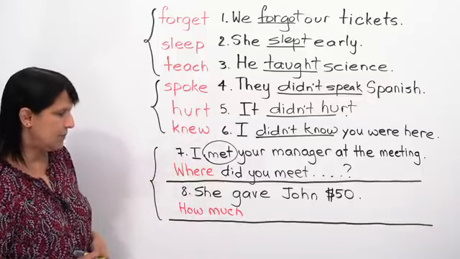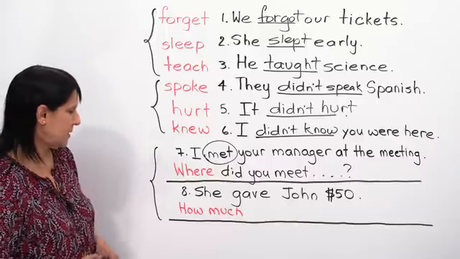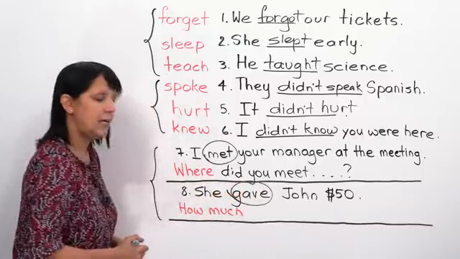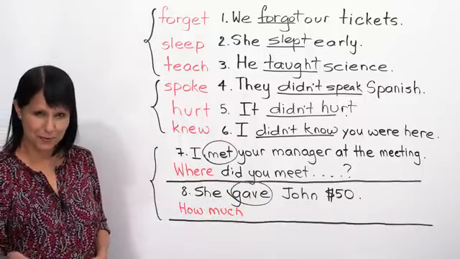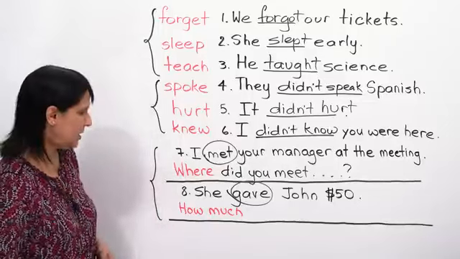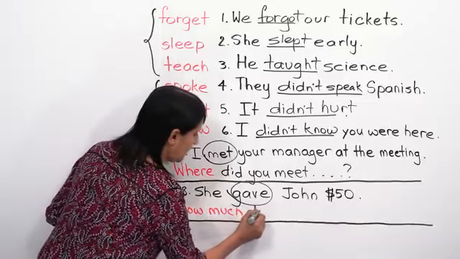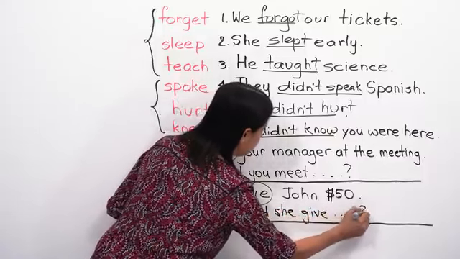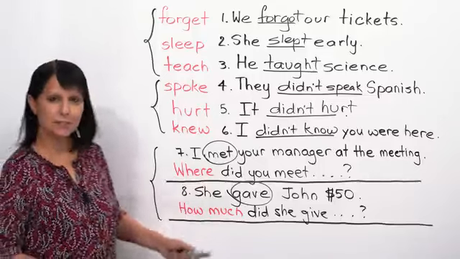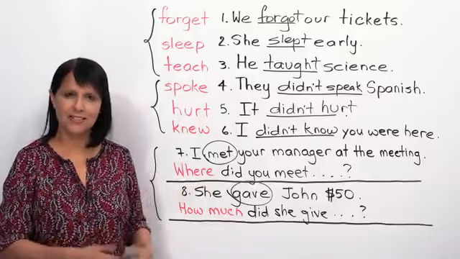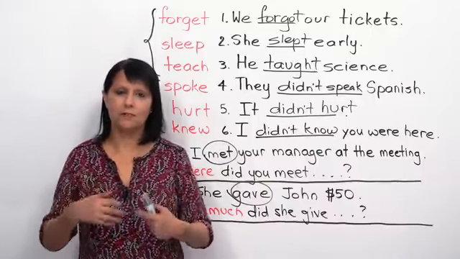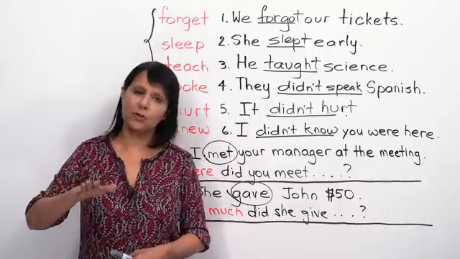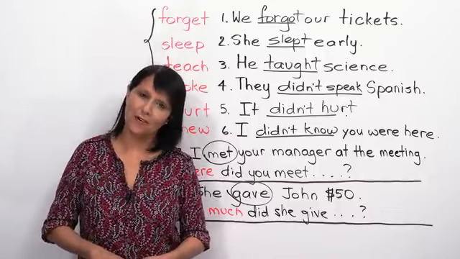Number 8, she gave John $50. So, what's the verb? Gave. Gave is the past tense of which verb? Give. Good. So, how much did she give John? Okay? So, you see the pattern. You've learned it. You've practiced it. And a little more practice and you'll feel very comfortable making these kind of changes from a positive sentence to a negative sentence or a question, whatever you need to say or write.